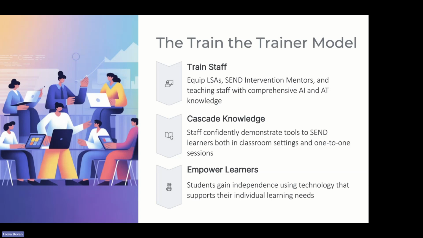So we've started at that top tier with training our staff, and then the idea is that they cascade that knowledge down to their learners through demonstrating tools within the classroom. This then empowers our learners to gain independence and use those tools independently and at whatever level they so wish, and just to use them in a way that best suits them individually. So this is one way that we have promoted these tools, through this train the trainer model.